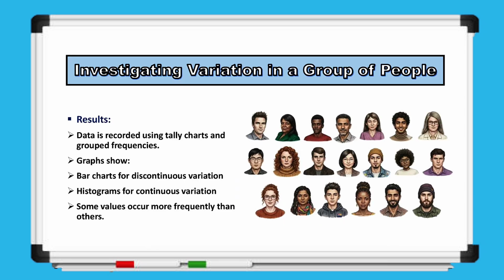In terms of results, all data is recorded using tally charts and grouped frequencies. Bar charts are used for discontinuous variation, and histograms are used for continuous variation. The graphs show that some values occur more frequently than others, especially in continuous traits where most values cluster around the average.